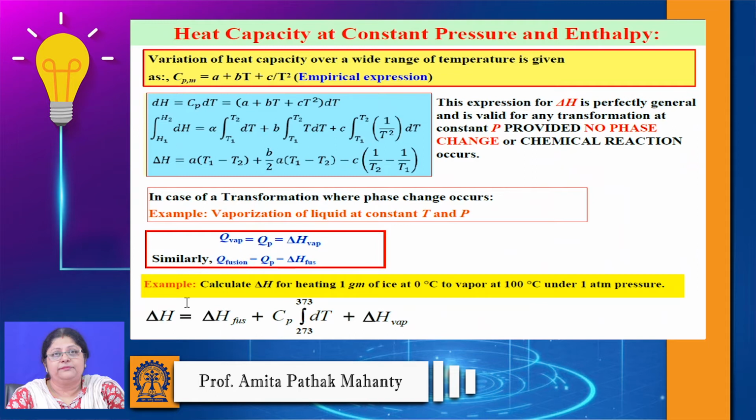So if I want to calculate the delta H for heating 1 gram of ice at 0 degree to 100 degree centigrade under 1 atmospheric pressure, then what I have to do is first look at the ice at 0 degree. It has to first melt to water at 0 degree. So the fusion of ice has to be put in, plus then I have the change in temperature from 0 degree liquid to 100 degree liquid water, so from 273 to 373 into dT, that is not a phase transition.